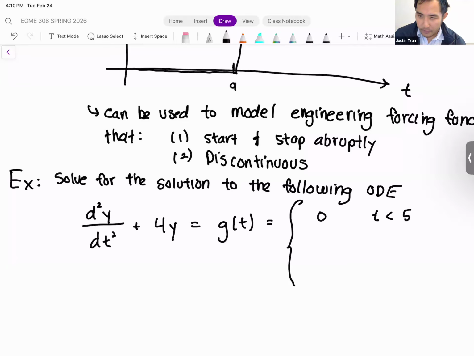Right, at t is equal to 5, it's suddenly going to change form. So we're going to have a discontinuous, abrupt change. It's going to have a value of (t minus 5) divided by 5, so basically a linear ramp, when 5 is less than or equal to t, which is less than 10. And then this function is going to level out to a value of 1 when t is greater than 10.